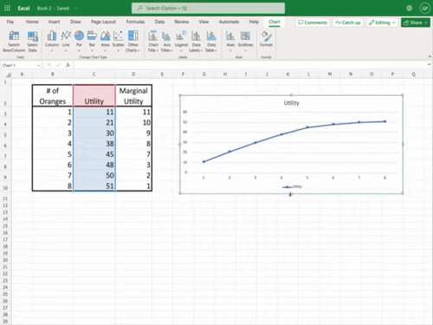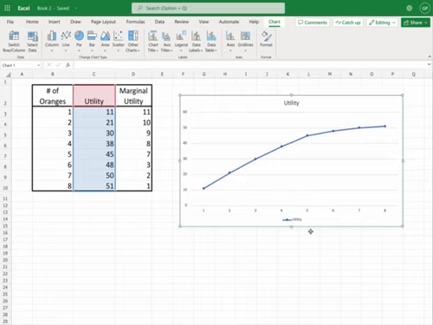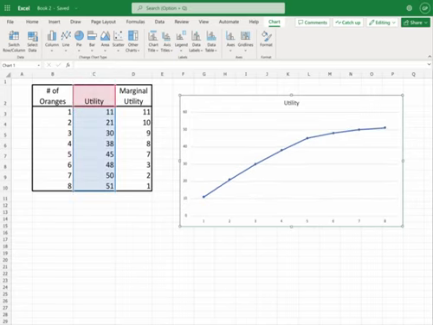Now we probably want to do a couple of things. We really don't need this legend here because it already tells us this is utility. If we had multiple items on here, we would want to have a legend. So we could just highlight this and hit delete, get rid of it.